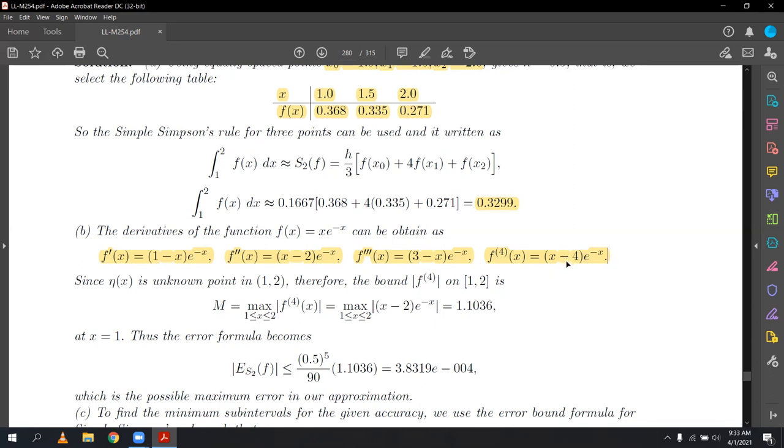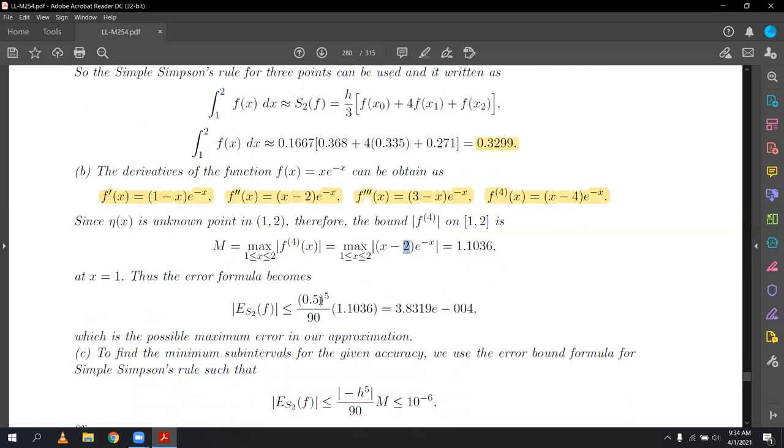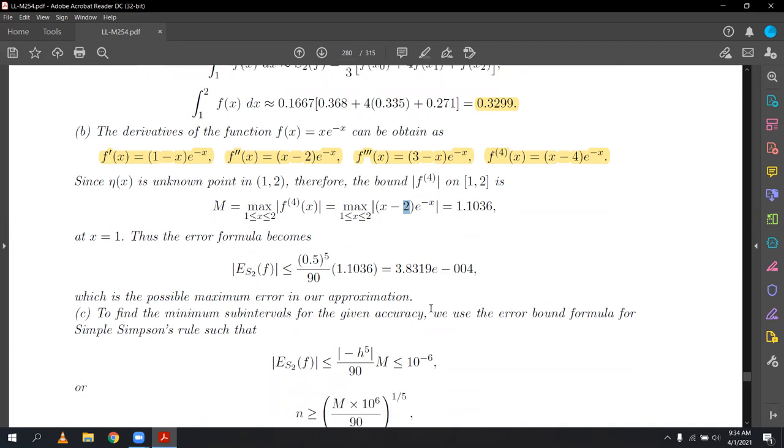And when you have this, here I made a mistake. It should be the 4, not 2, please. Here it should be the 4. And the answer is okay. The maximum value is this one here. And then we put the values: h is 0.5, power 5, and 90. This is the error bound formula of the simple Simpson rule. And you have the accuracy, 10 power minus 4 accuracy, which is a good one here.